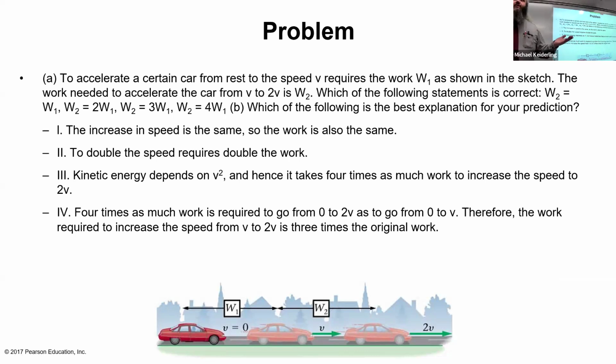Kinetic energy depends on v squared, and hence it takes 4 times as much work to increase the speed to 2v. Or four times as much work is required to go from 0 to 2v as to go from 0 to v. Therefore, the work required to increase the speed from v to 2v is 3 times the original work. Well, all of you who said yes on this were correct. It is 3 times the original work, because it takes work 1 to go from 0 to v, 4 times work 1 to go from 0 to 2v, with the difference, 3, being the work required.